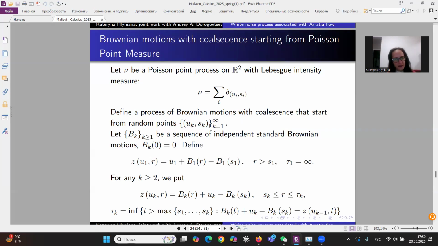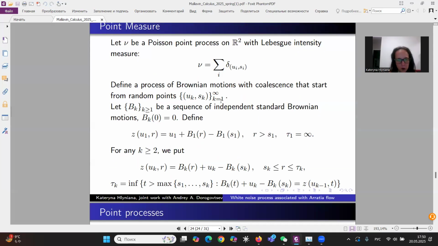Again, I didn't write here precisely how we define the Poisson point process. We can choose an enumeration for the points, and then we can decide in which order we will coalesce, we will merge, independent Brownian motions.